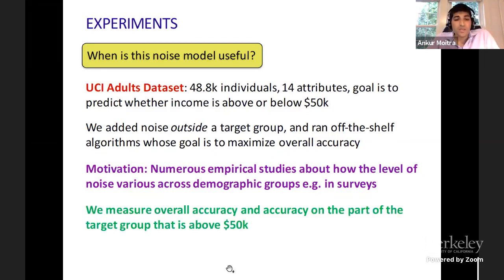And so what we did was we took the setup where we added noise to everything except for the target group. And we took off-the-shelf algorithms that tried to maximize the overall accuracy, and we measured how those algorithms did in terms of accuracy on that target group where we hadn't added the noise.